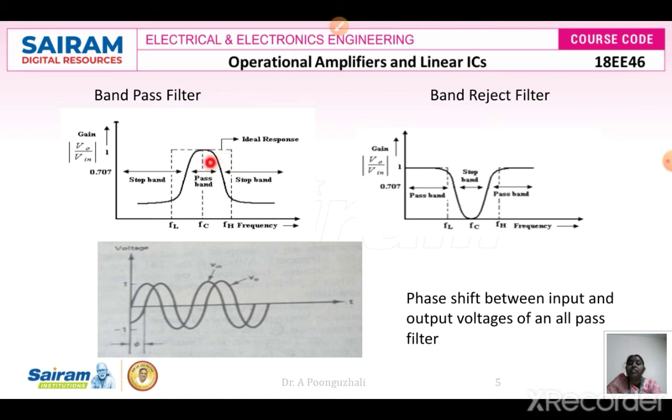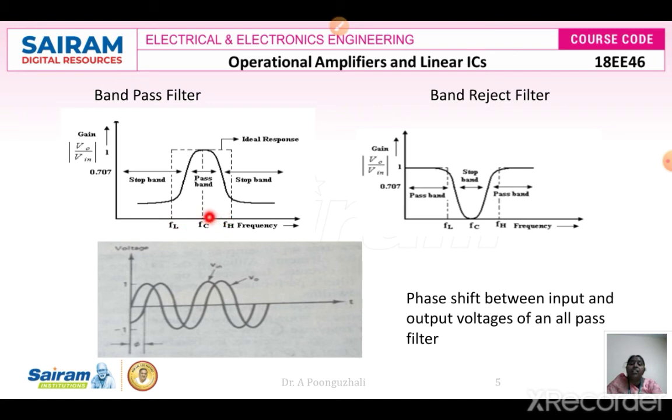So in this case, the range of frequencies over which your filter is going to allow is called the pass band, and the range of frequencies which your filter is not allowing is called the stop band. So above FH, my filter will not allow, so we call it a stop band. Below FL, my filter will not allow, that is called the stop band there. The dotted lines represent the ideal response.